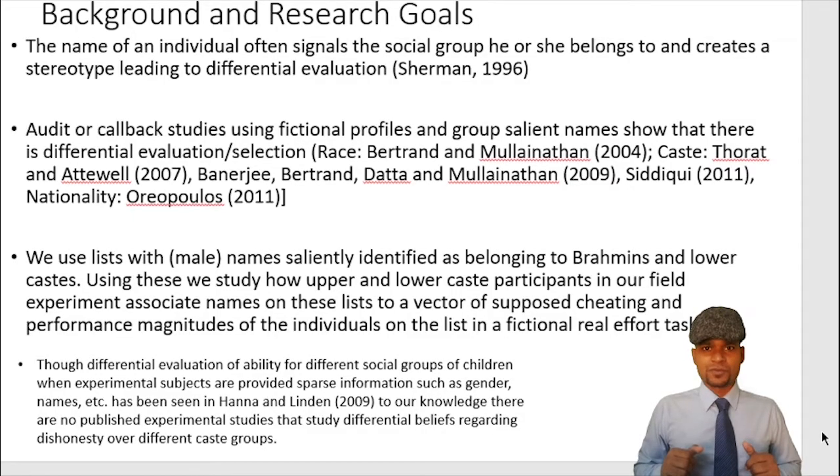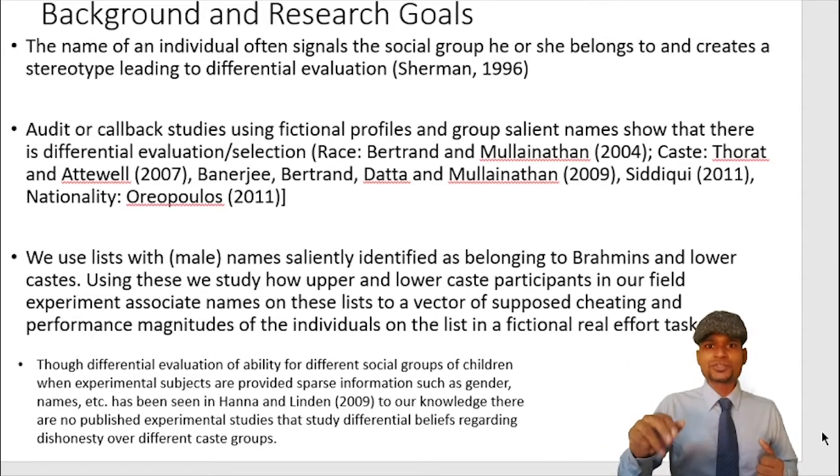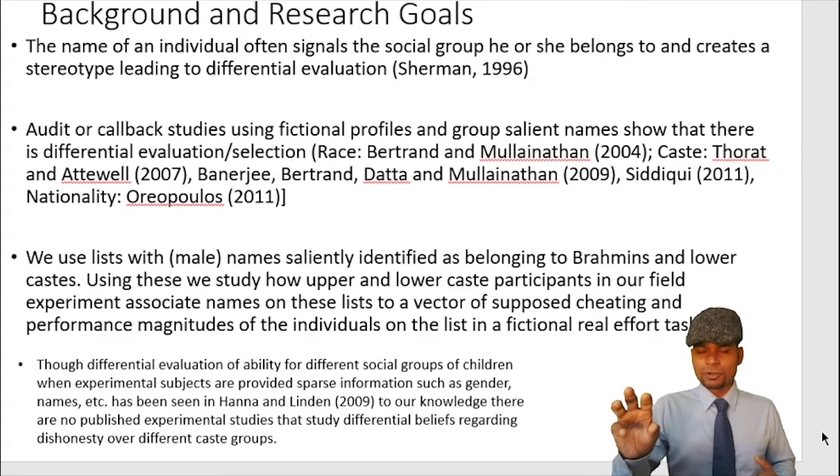This study is on the caste system of India, in which we use a field experiment to investigate the bias in attribution of cheating and performance on names, Brahmin sounding names and lower caste sounding names. In the Indian context, Brahmin is a high status group and lower caste is a low status group. So the study is on attribution of cheating and performance on names. Resume callback studies or audit studies have already shown that social group salient names can be discriminated or stereotyped in real labor market settings, right? Moving further from here, we will call Brahmin sounding names BSN and lower caste sounding names LSN. BSN is high status, LSN is low status.